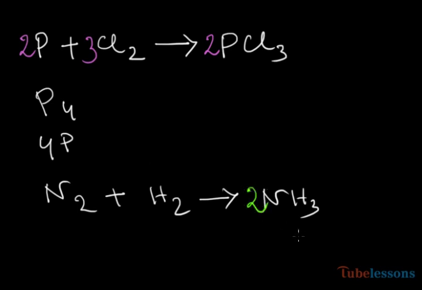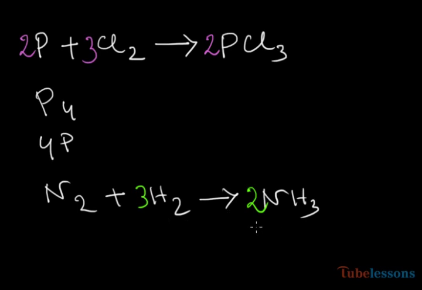As a result, the number of hydrogen atoms in the right hand side becomes 2 into 3, 6. And in the left hand side, we have to multiply the hydrogen molecule by 3 to make the number of atoms of hydrogen 6 in the left hand side.